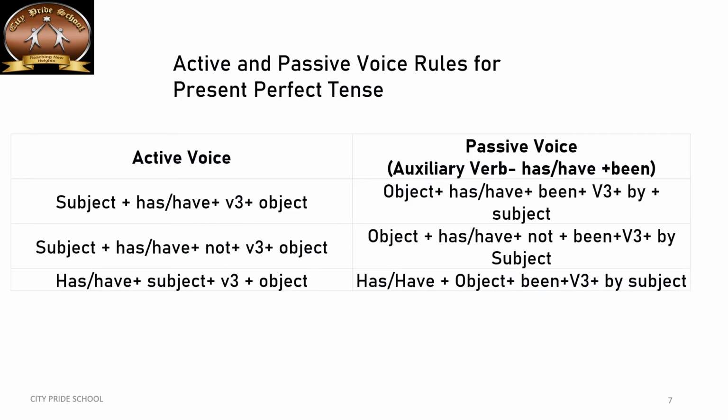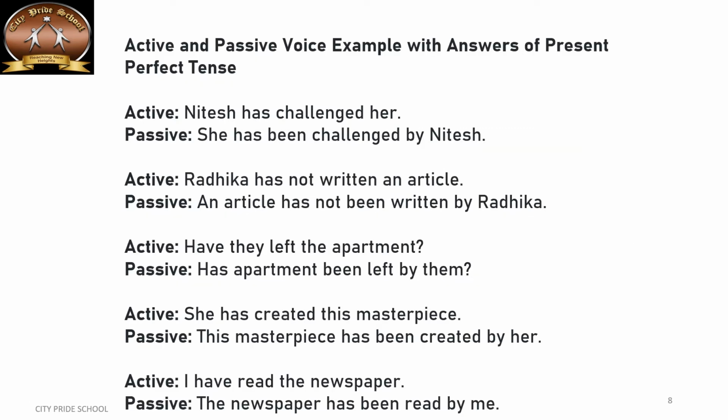Now the rules for present perfect tense. Present perfect, if you remember, always has has or have, the V3 form of the verb is already there, and the object. And the rules remain the same: in passive voice, the subject becomes the object and the object becomes the subject, and it has by before it. Right, so let's see an example.